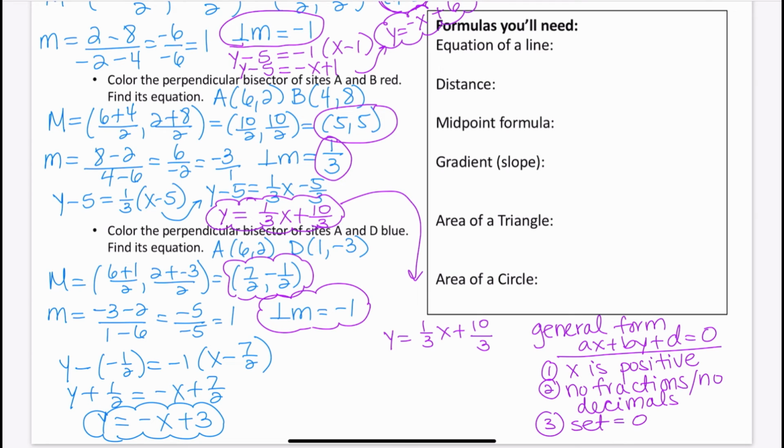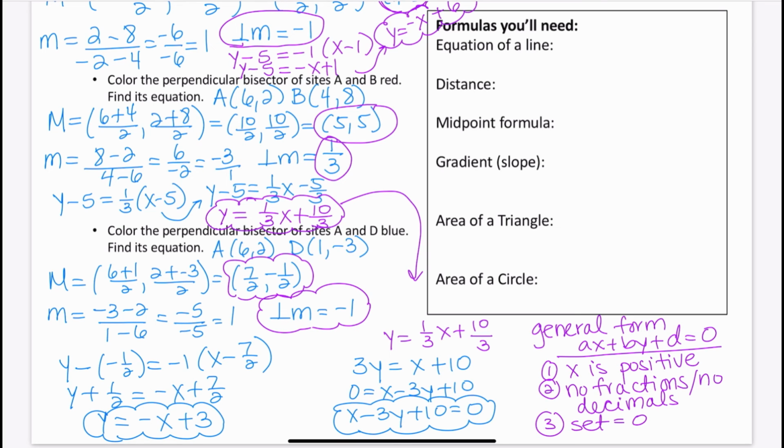Clearly, right now, I have fractions. So the first thing I want to do is multiply the entire equation by 3 because 3 is the least common denominator. I will end up with 3y is equal to 1x plus 10. Then because I already have the x positive, all I have to do is set the equation equal to 0. I get 0 equals x minus 3y plus 10. And if you prefer, you can rewrite this so that it is equal to 0 on the right hand side. This would be the exact same answer, but now written in standard form or general form.